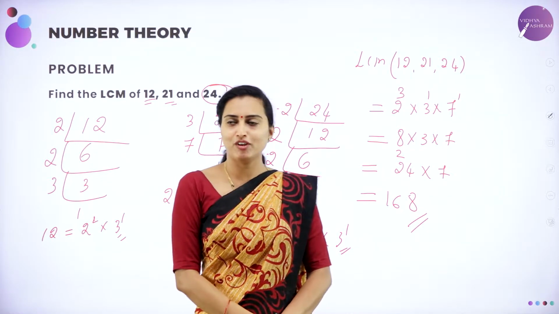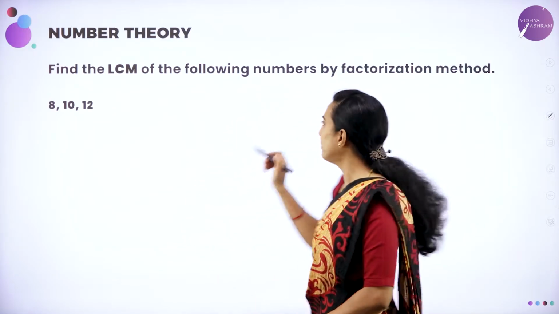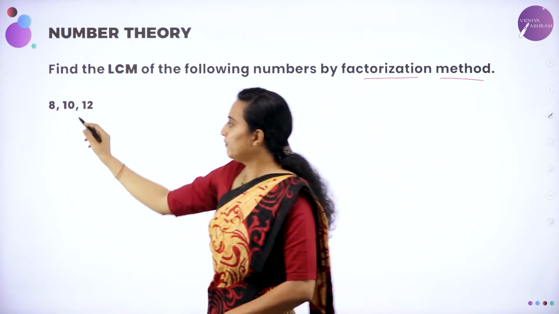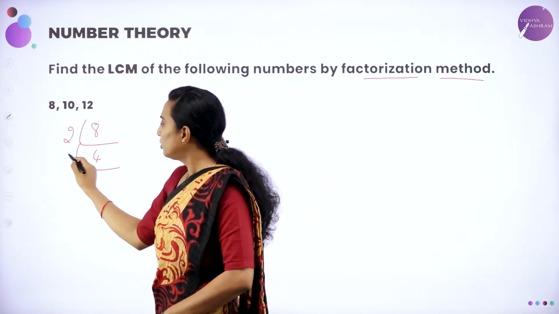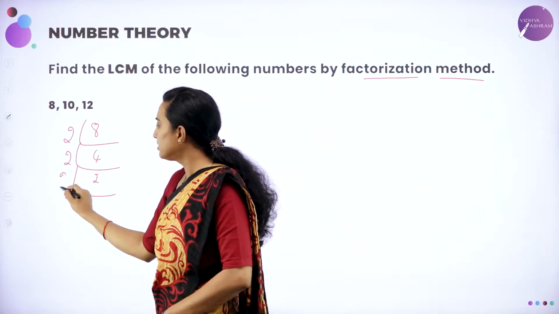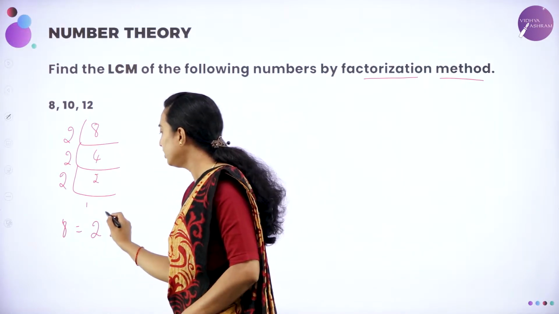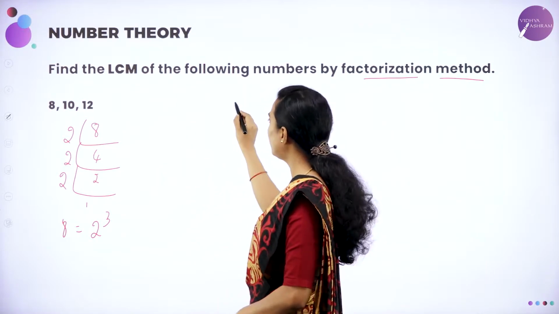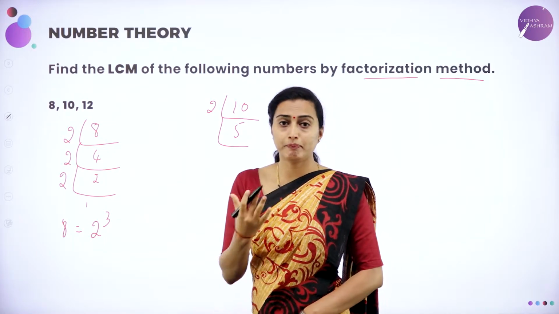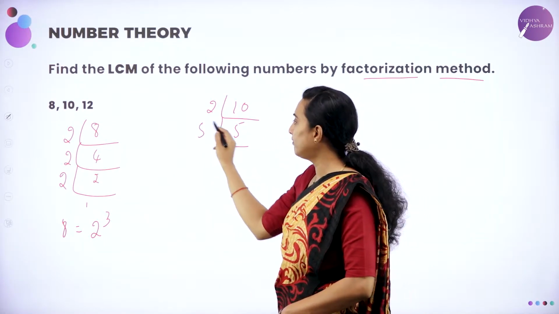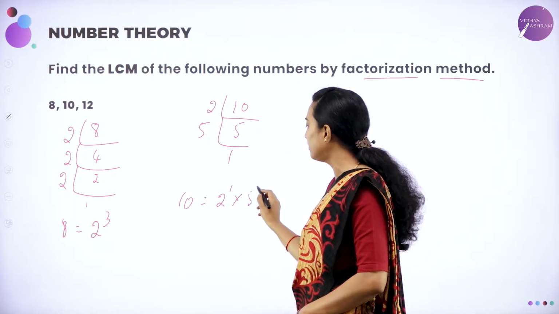Okay, next we'll be moving on to the problem. Find the LCM of the given numbers by factorization method. First let me find out what 8 can be written as. 2 4s are 8, 2 2s are 4, 2 1s are 2, right? So therefore 8 can be written as 2 power 3. Next you have 10, again an even number. 2 5s are 10. 5 is the only prime number which divides 5, 5 1s are 5. So 10 can be written as 2 power 1 into 5 power 1.